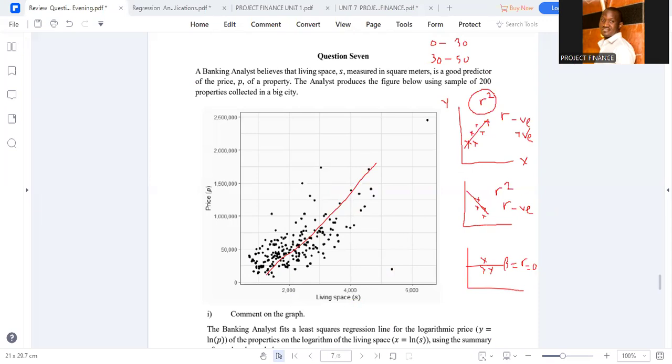So let's comment on the graph. What is our comment on the graph? It's a positive relationship. Yeah, it's a positive relationship. So it shows a positive, strong relationship.